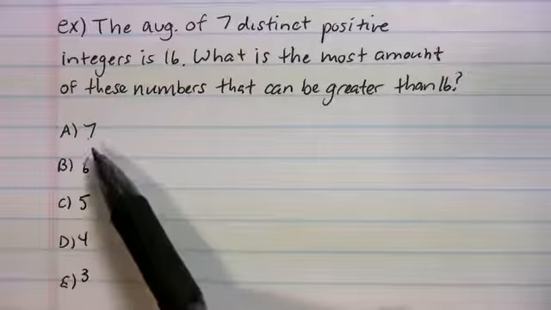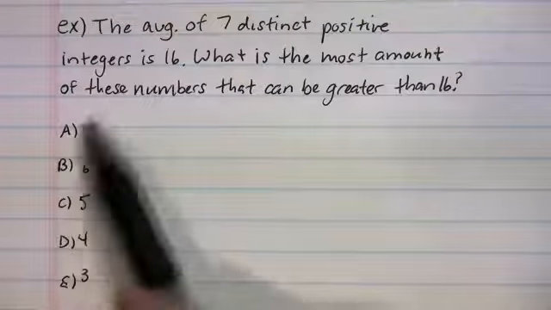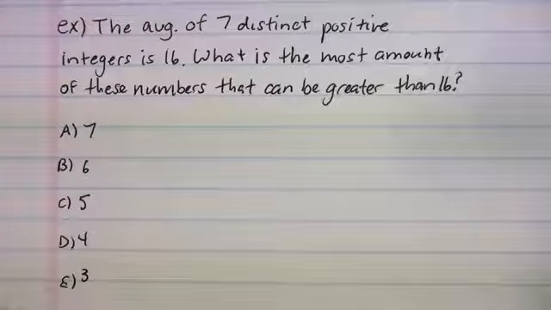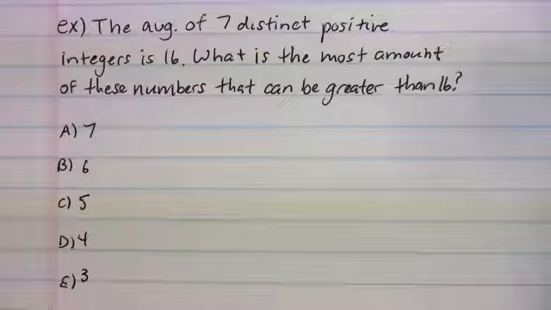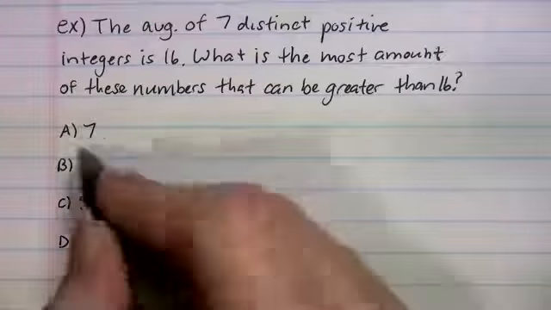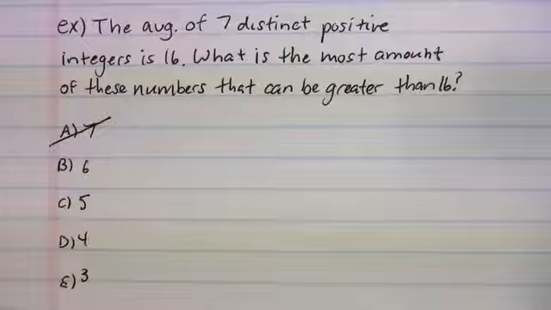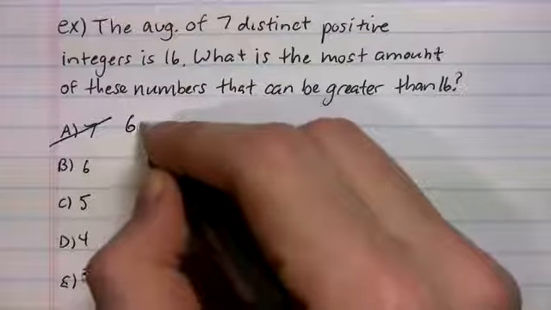Does it make sense if we have 7 distinct positive integers that all of them are greater than 16? That's like saying your average grade in math was a 50, and you got 7 grades above a 50. It doesn't make sense, right? It's not possible. So that one's wrong right off the bat. Let's look at 6. So 6 numbers.